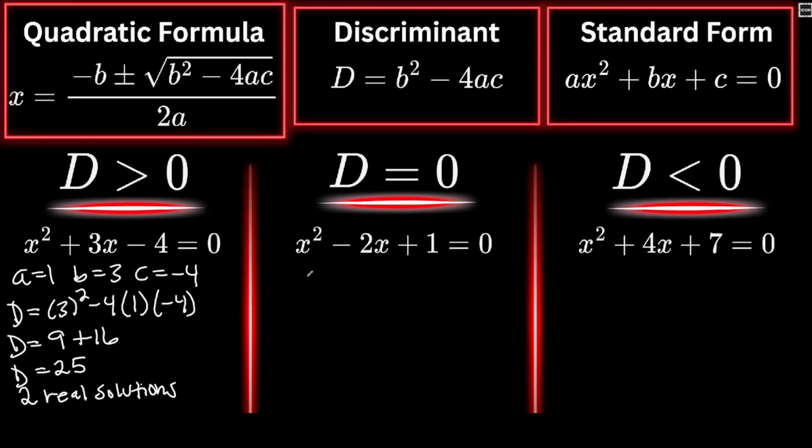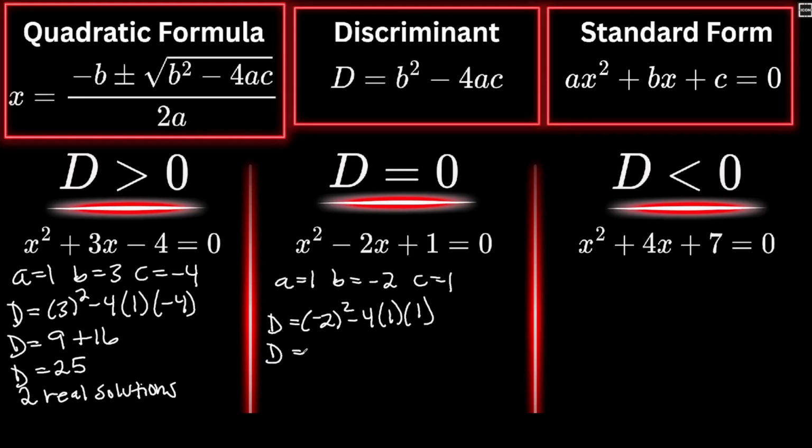Let's move on to the second case. Once again, we have to identify each of the coefficients in this equation. A is equal to 1, B is equal to negative 2, and C is equal to 1. Now we have to use the discriminant formula and substitute these values into that formula. So b squared would be negative 2 squared minus 4 times a, which is 1, times c, which is 1.